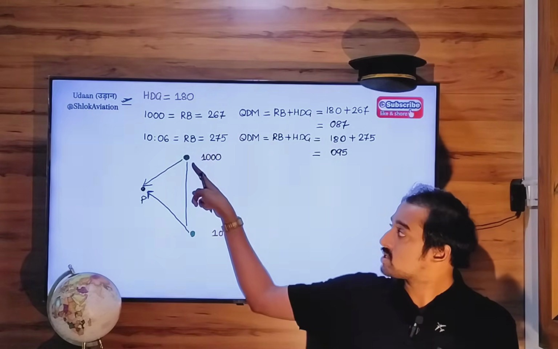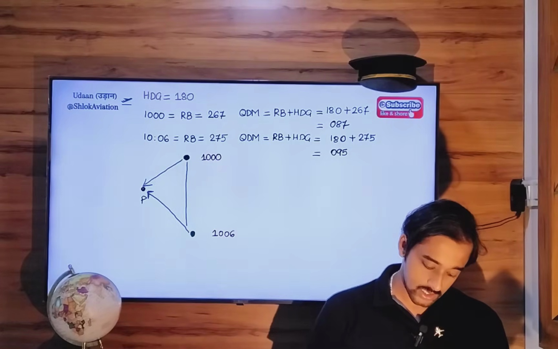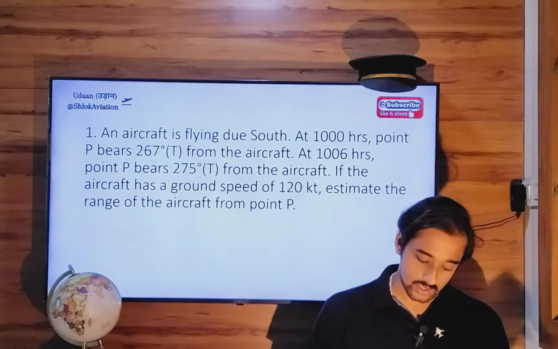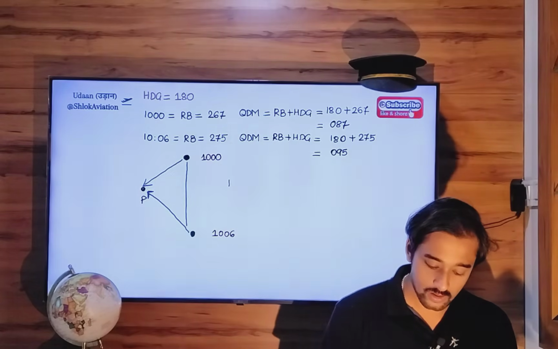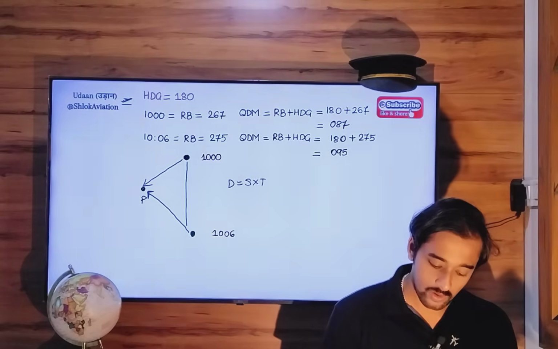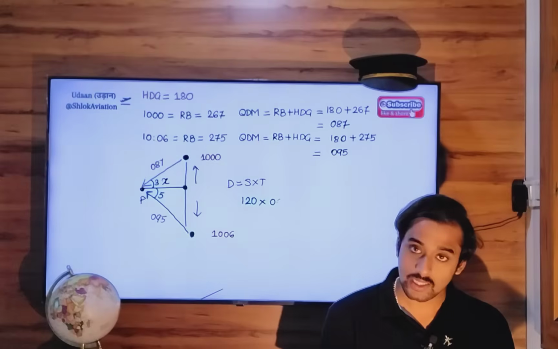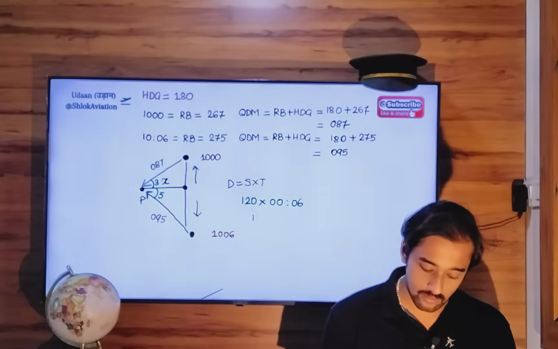When it travels from this point to this point in 6 minutes, it covers a distance of how much? So it covers a distance of 120 knots into 6 minutes, which is 12 nautical miles.